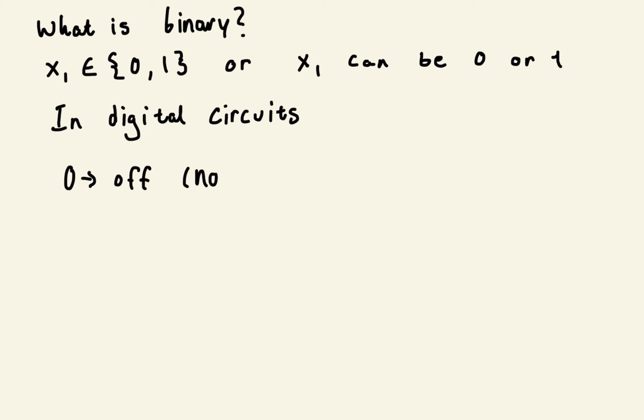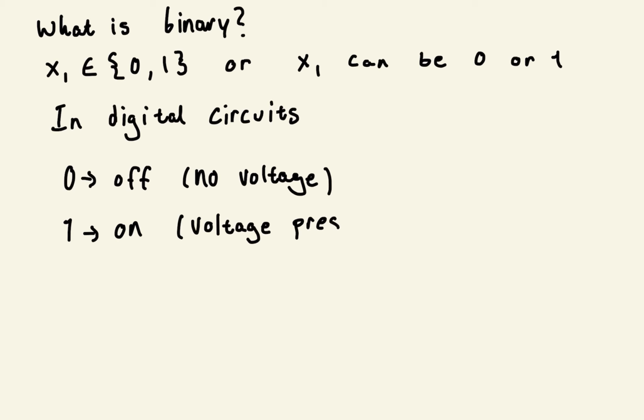0, in terms of a binary system in digital circuits, means that the switch is off or there is no voltage. Conversely, I'm sure as most of you guessed, 1 means on, implying that there is voltage present in the circuit and that it's going to be on.